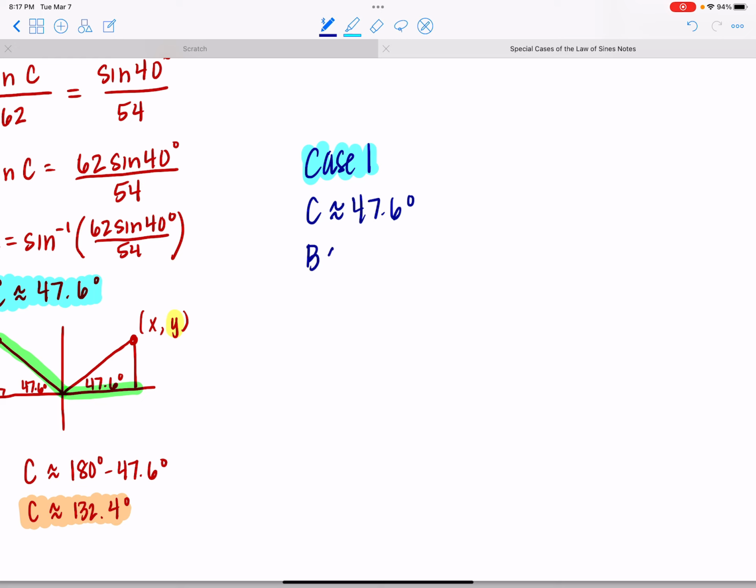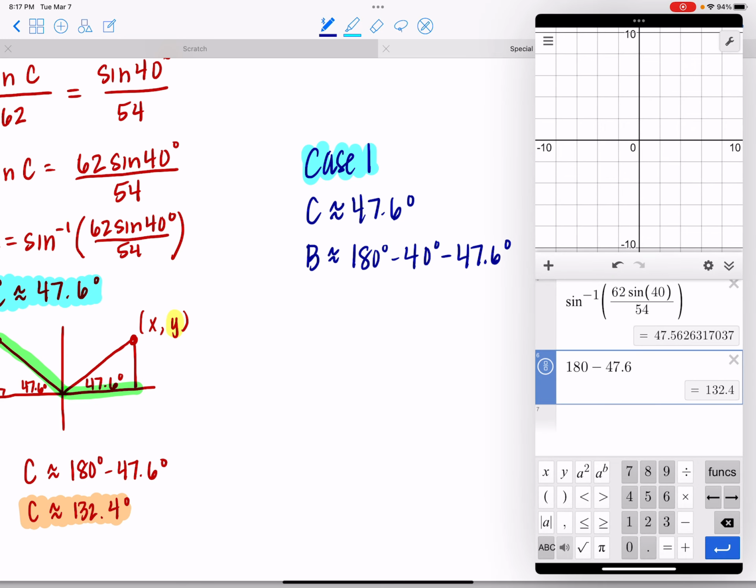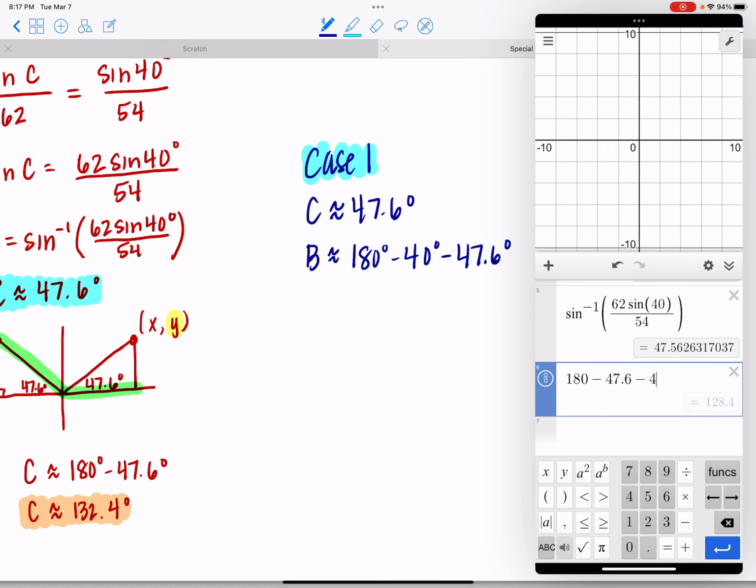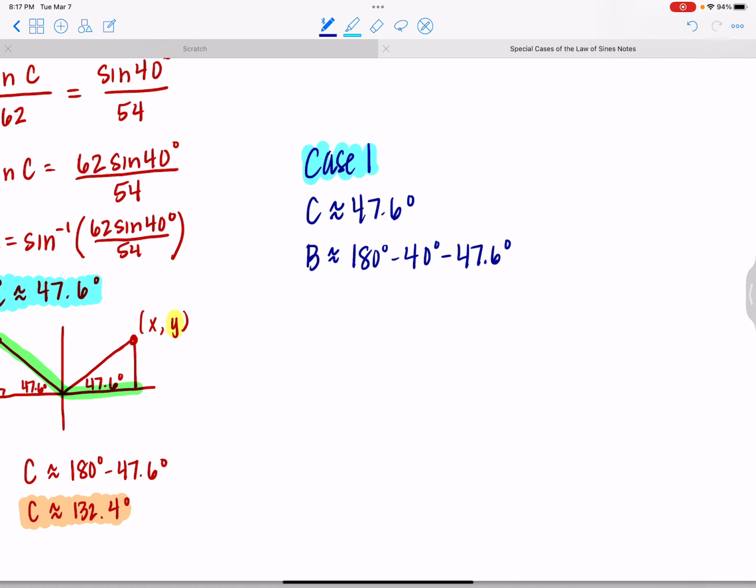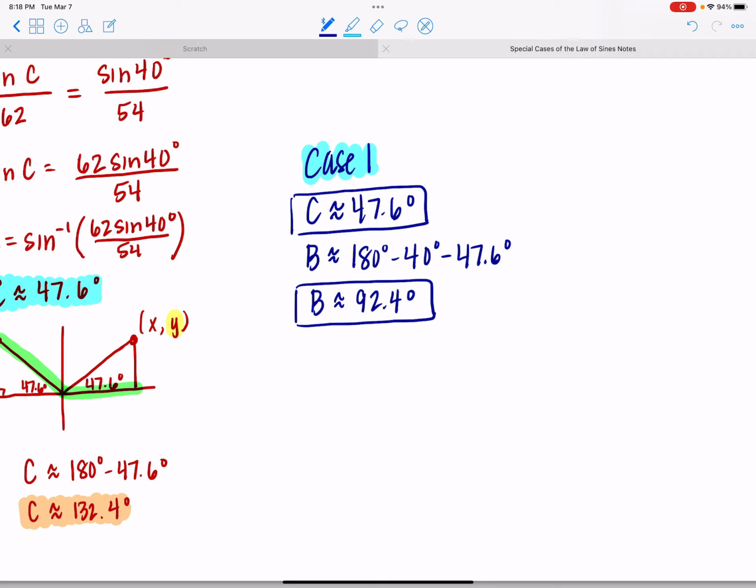So the missing angle now, I'm going to subtract from 180 the two that I know. So I take 180, subtract out the 40 degrees we had for angle A, and subtract out the 47.6 degrees I'm saying that we're going to use for angle C. So if I subtract both of those, I'm left with, not 10, geez, 92.4 degrees. So this means B is going to be approximately 92.4 degrees.